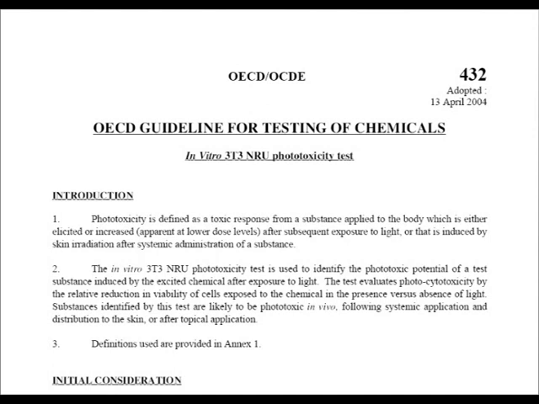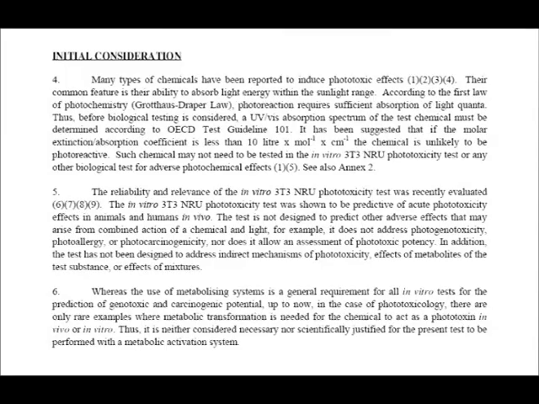In the second paragraph it reads: the in vitro 3T3 NRU phototoxicity test is used to identify the phototoxicity potential of a test substance induced by the excited chemical after exposure to light. The test evaluates cytotoxicity by the relative reduction in viability of cells exposed to the chemical in the presence versus absence of light. Substances identified by this test are likely to be phototoxic in vivo. I'm just interested in paragraph 2 of this slide.